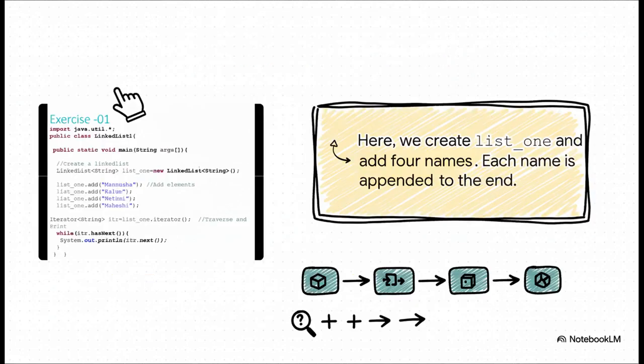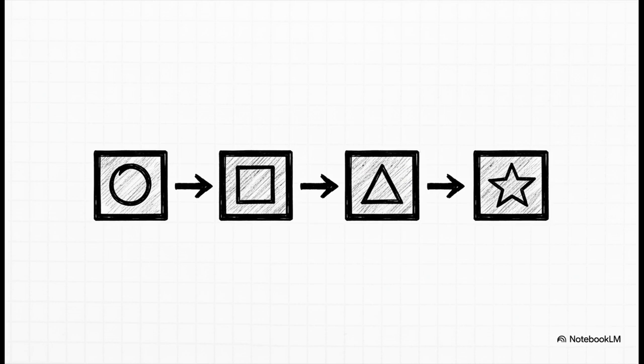And here's what that looks like in the real world. We've made a list called list1, and we're using that .add method 4 times. See how each name just gets added to the end? It's like we're building a chain, one link at a time. So after running that bit of code, what's the result? Well, the list now holds our 4 names, and if we print it out, we see them in the exact order we added them. Manusha, then Kalam, Nethmi, and Maheshi at the end.